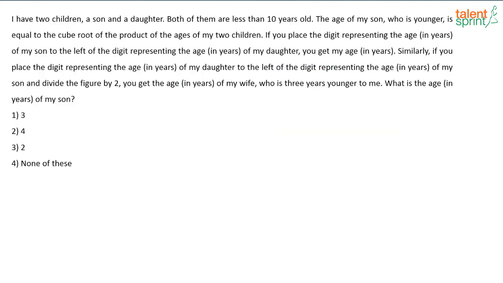Okay, next. This is a very, very easy question actually if you read it correctly. See, they are talking about two children. One person says, I have two children, a son and a daughter. Both of them are less than 10 years old. The age of my son, who is younger, is equal to the cube root of the product of ages of my two children. There is a son and there is a daughter. The son is the younger one. Remember, his age is less than 10. The age of my son is equal to the cube root of the product of ages of my two children.